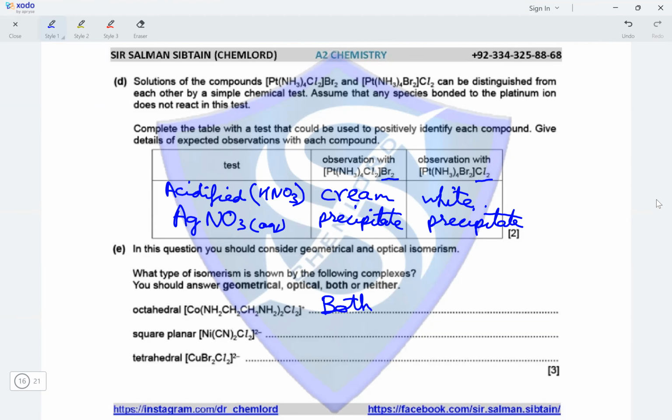In a square planar complex with two different types of ligands, we can only have geometric isomerism taking place. And in the third option, a tetrahedral complex does not have any isomerism taking place in it, so it would have neither.